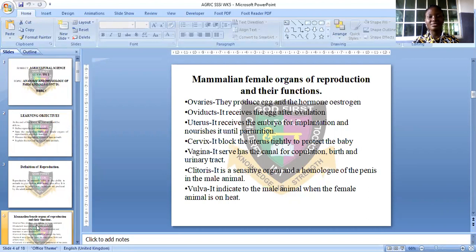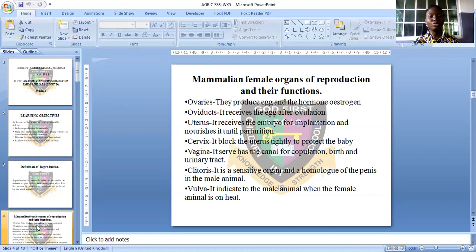Now let's move to the mammalian female organs of reproduction and their functions. There are some organs in the reproductive system of the female adult farm animal that enable the animal to produce young ones. Now, the first organ is the ovaries. The ovaries produce the egg and the hormone estrogen.